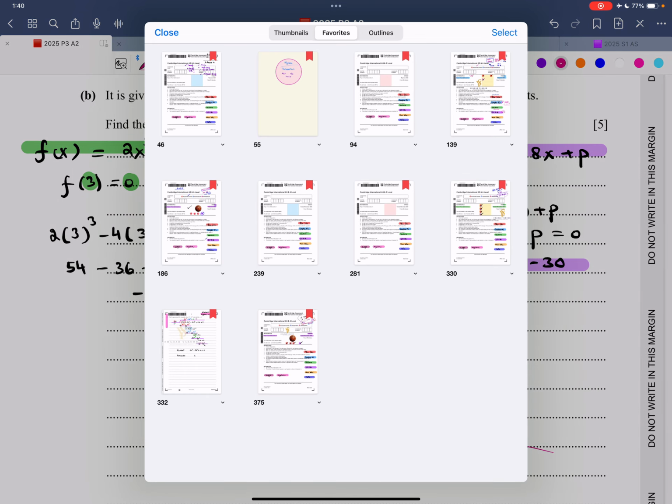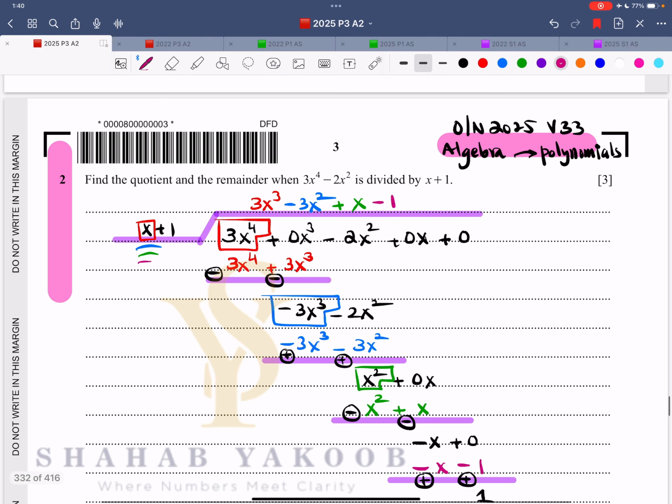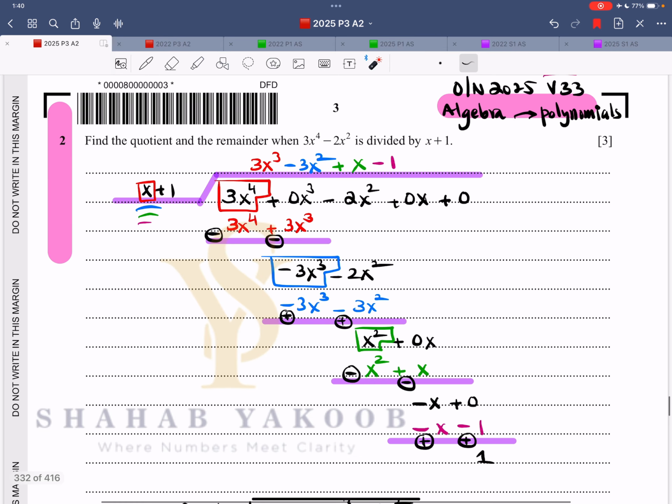Let's move on. And then there is this question, the third one. This is October-November 2025, variant 33. A simple question related with quotient and remainder when this quartic equation, power 4 equation, is divided by a linear factor. Now we have the x to the 4, we have the x square, x cube is missing, x is missing, constant is missing. Make a habit of writing it with the coefficient of 0. The coefficient is 0, that is why it is missing in action.